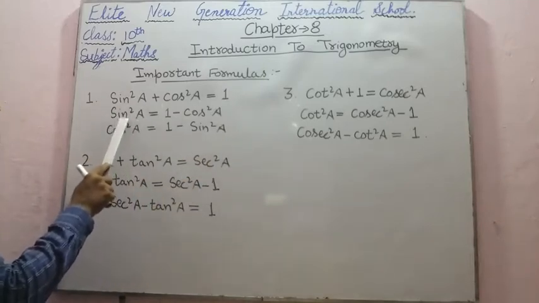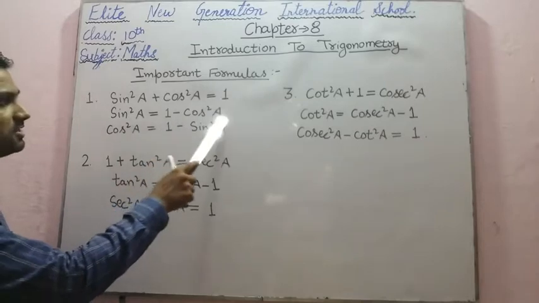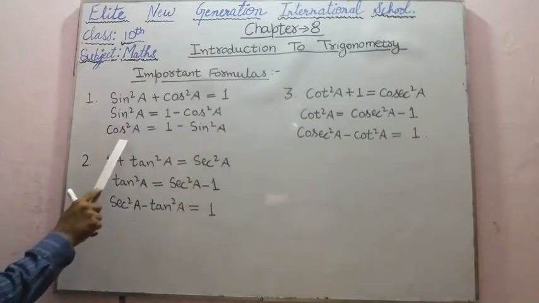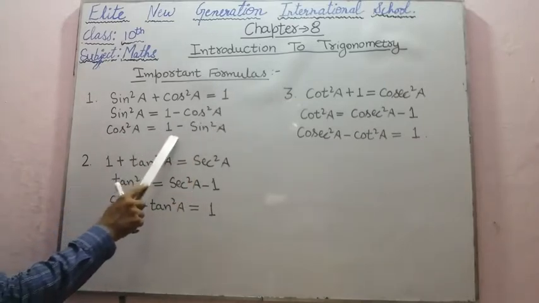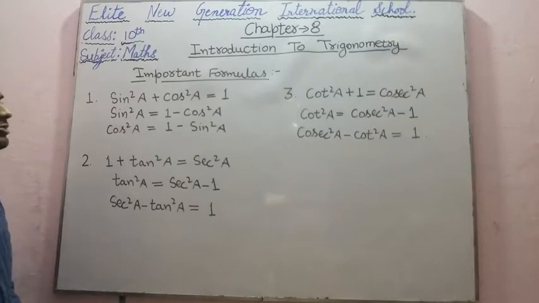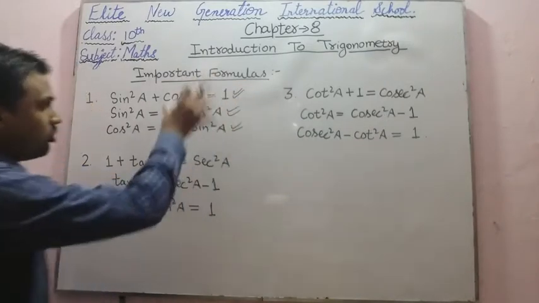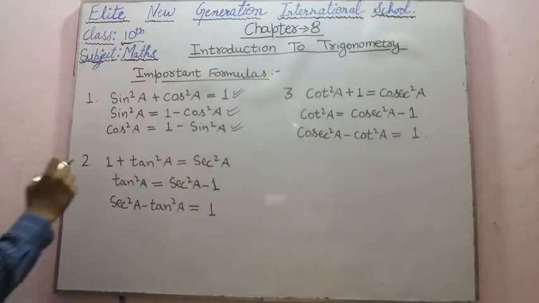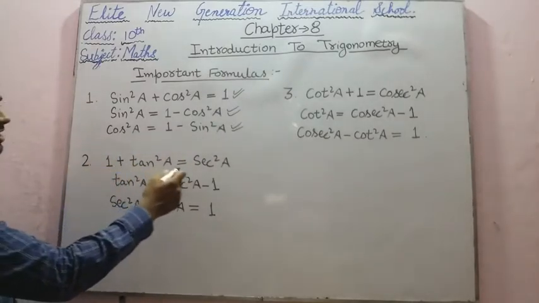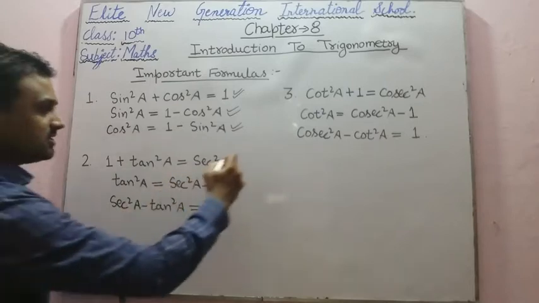Here the value of sin square A will be equal to 1 minus cos square A, and the value of cos square A will be 1 minus sin square A. So in this way there are three formulas. From this you have to learn all these three formulas. And here, 1 plus tan square A equal to sec square A. This is an important formula.